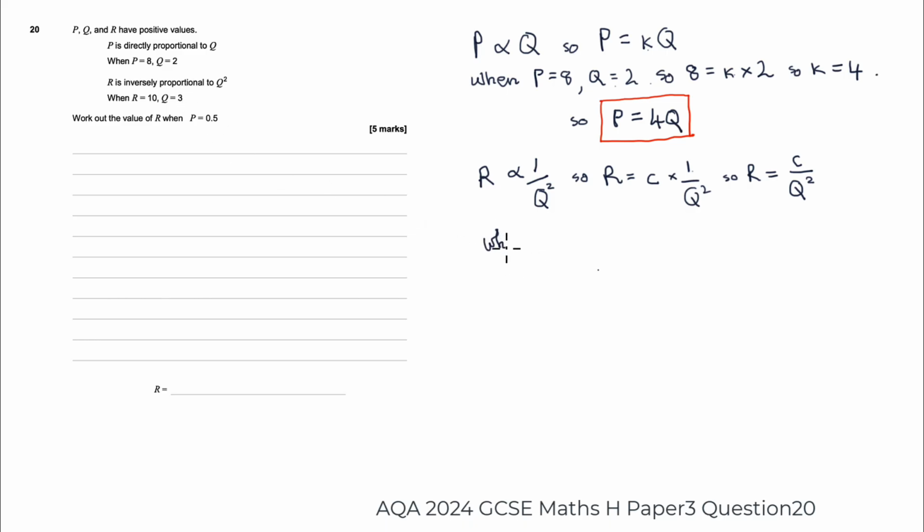So let's write that down. When R equals 10, we know that Q is equal to 3. So just like we shoved in the values in the previous example, we'll do that here. 10 is equal to this constant that we're trying to find over 3 squared. Well, 3 squared is 9. Multiplying both sides by 9 will get C being 90. So we finally found the relationship between R and Q, because we now know this constant is 90. So we can write that relationship down. R equals 90 over Q squared.